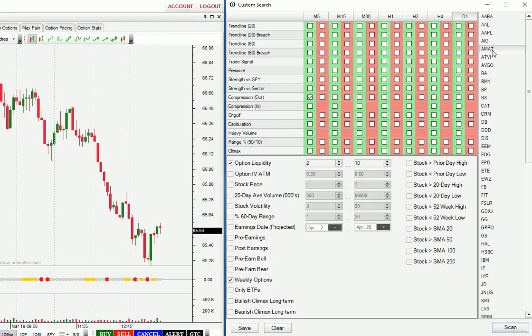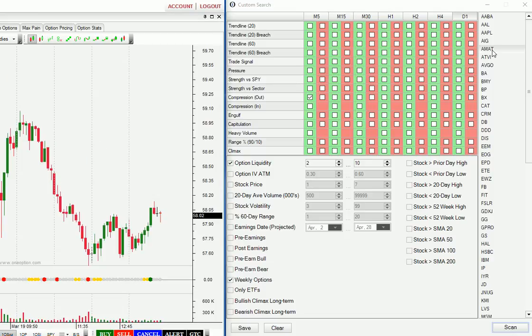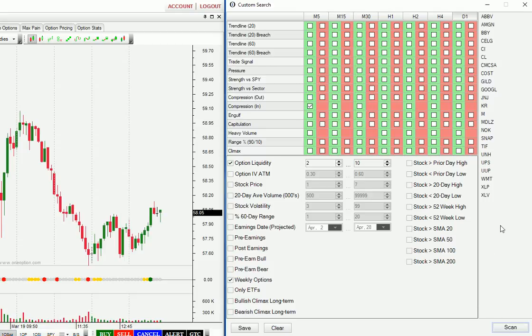We can go back and look at, I think, AMAT I had up earlier. As I'm recording this, there's your compression. There's your breakout to the upside. So it's bullish. Now we'll go in and we'll take a look for stocks that are in a compression. And this will be a little bit easier to see. We'll go in and click Amgen. Haven't looked at that one today.